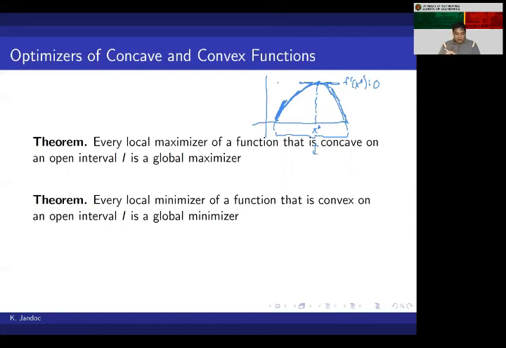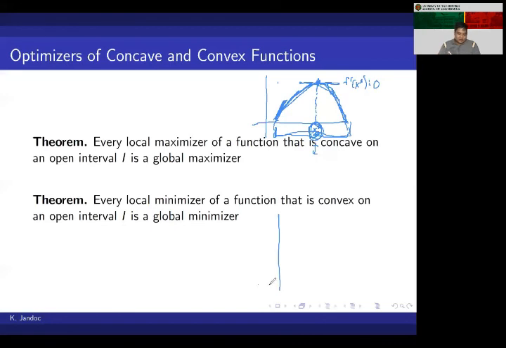So therefore, not only is x star a local maximizer, it is also a global maximizer in this domain, because since the function is concave, to the left of x star, the function is increasing. To the right of x star, the function is decreasing. So therefore, x star is also a global maximizer, not just a local maximizer.